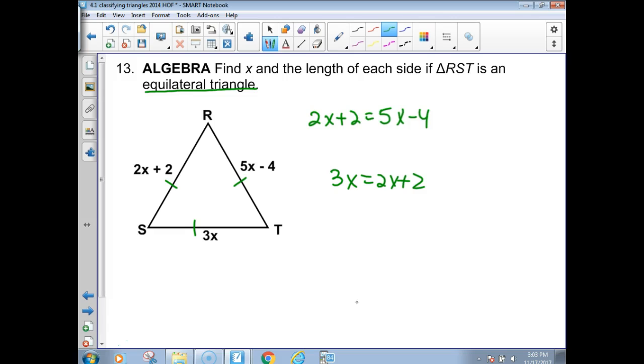Do you know why I wrote it this way? There was a reason. I just put the bigger amount of x on the left. So you were not wrong. It's totally fine what you said. Anybody have another one? 5x minus 4 equals 3x.